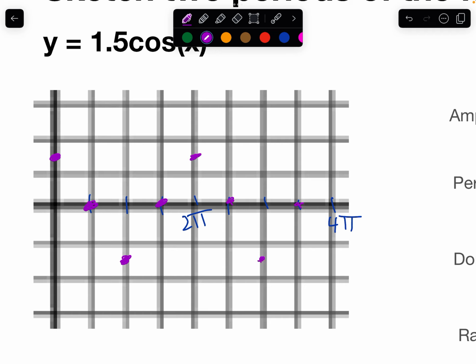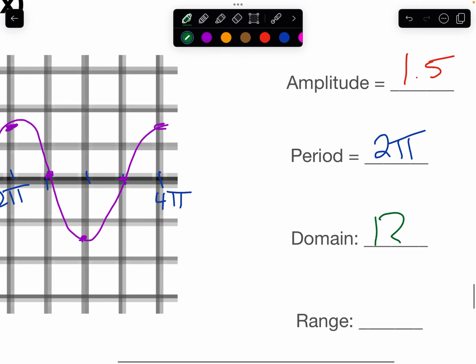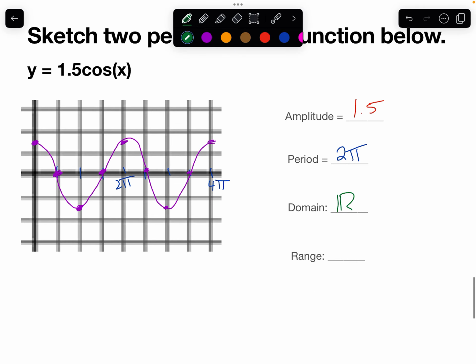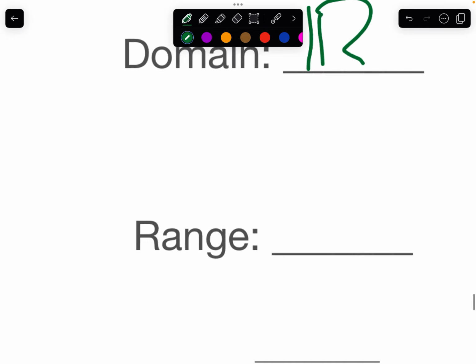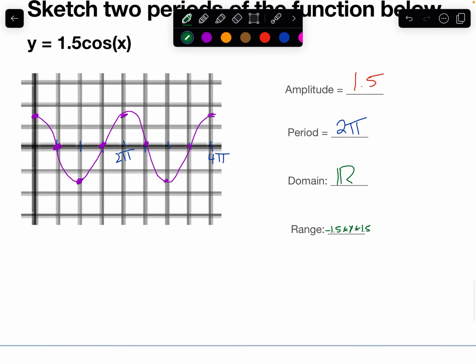From there, we can just follow our pattern to graph 2 periods of this cosine function. Smooth rolling hills here, not sharp peaks. Domain for this one is all reals again. We only graphed 2 periods, but we could have continued going to the left and right forever. Here our range, the lowest y value is negative 1.5, the highest y value is 1.5, and this wave hits everything in between. It is continuous that way.